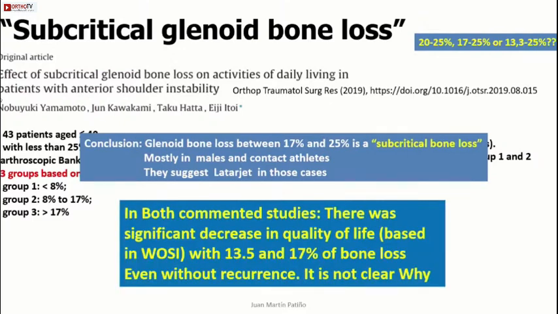So in both papers, they found different percentages as subcritical based on the WOSI score, because this percentage leads to a low quality of life for these patients, but it's not clear why these patients had this result without recurrence of the instability.